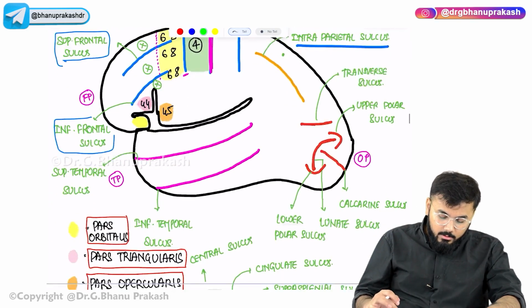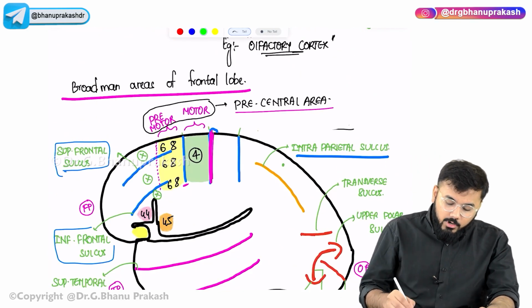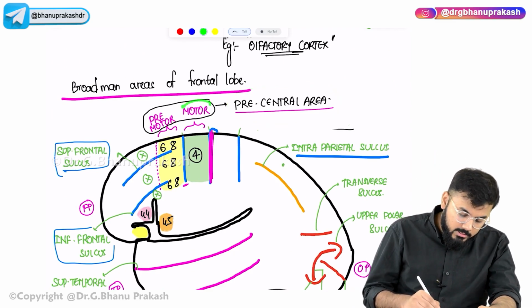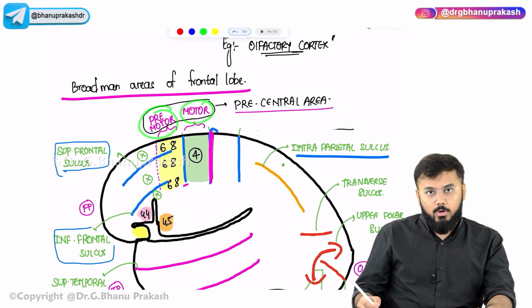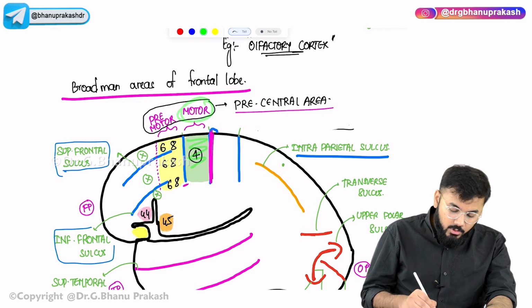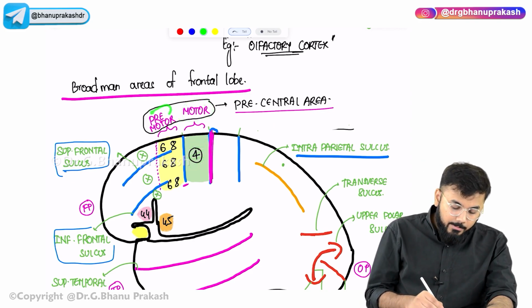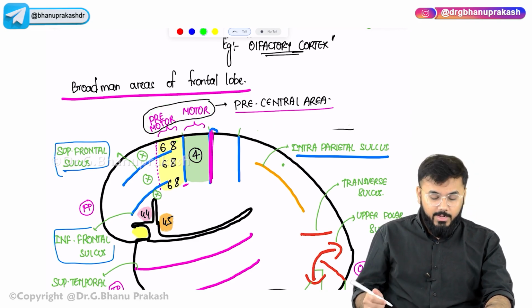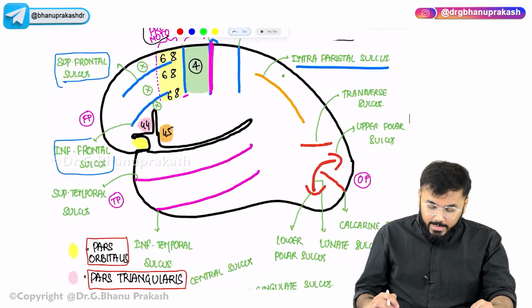Now, just look here. You have got another area. So overall, this precentral area is divided into two areas. One is called as the motor, another one is called as a premotor. Motor area or the precentral gyrus is your area number 4 and premotor area is your area number 6 and 8. Okay, area number 6 and 8.